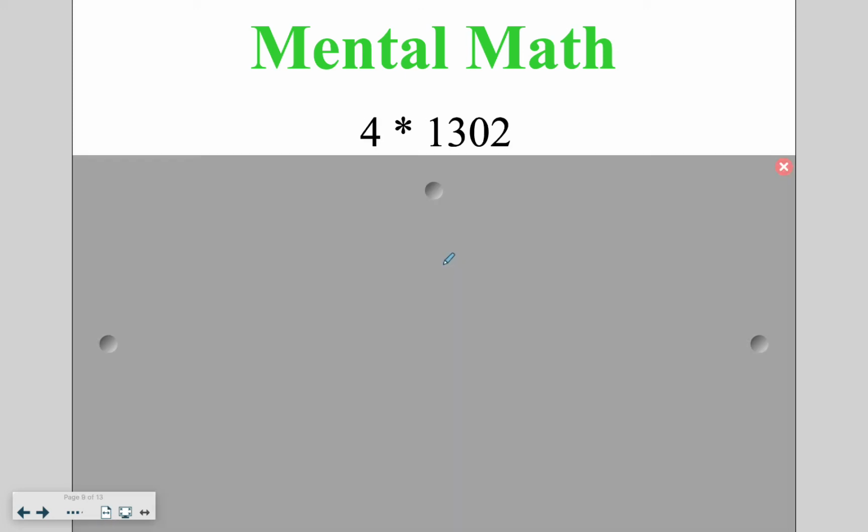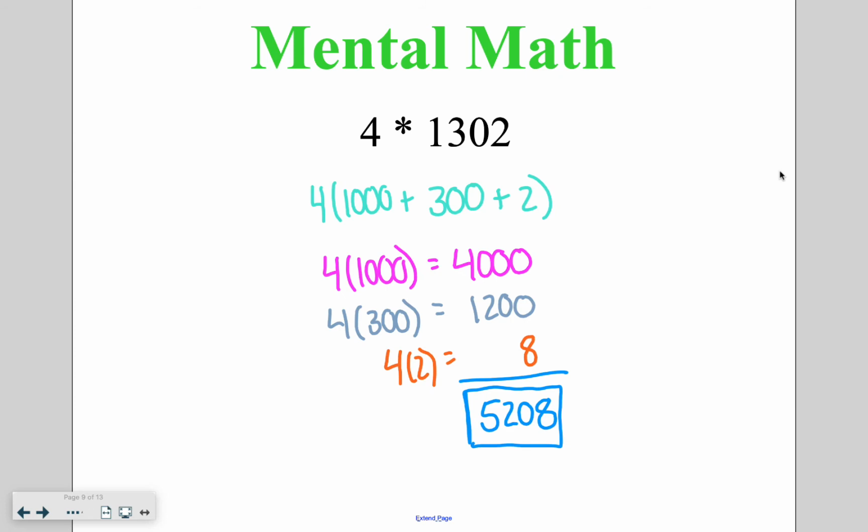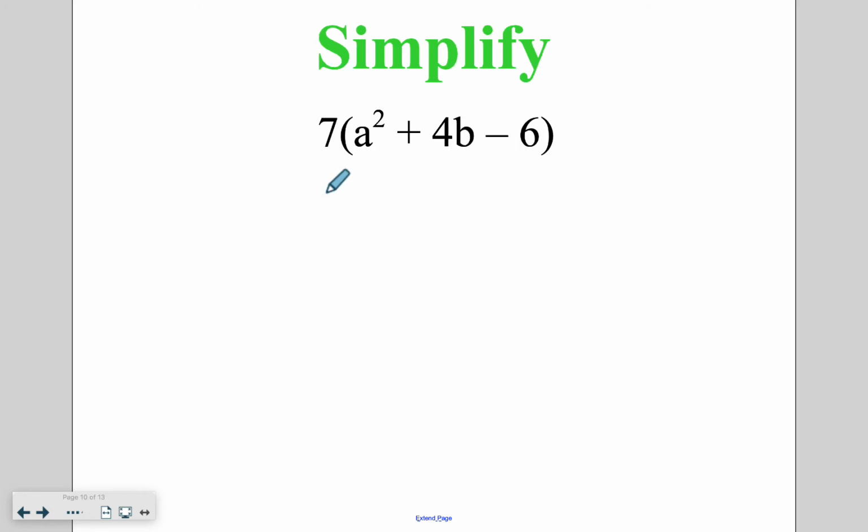Go ahead and try this one on your own using the distributive property and mental math. So we break it down, our place values of 1,302. Breaking those down and adding it up, you get 5,208. Now we're going to talk about using the distributive property to simplify.